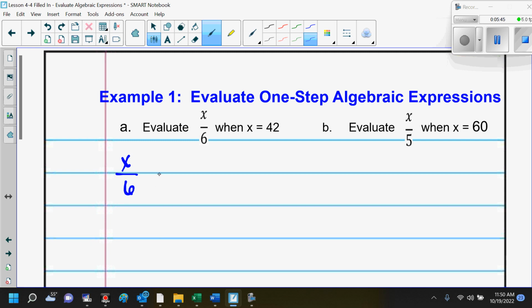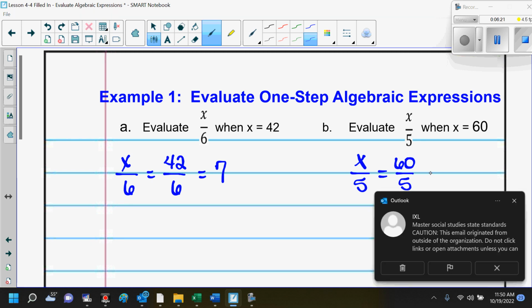Now, we substitute. What goes in for x? 42. So, 42 gets substituted in. And now, we simplify. 42 divided by 6 is 7. And it's as simple as that. So, let's do it again. We have x divided by 5. Write your original problem, x divided by 5. What goes in for x? 60. And then we simplify. 60 divided by 5 is equal to 12.